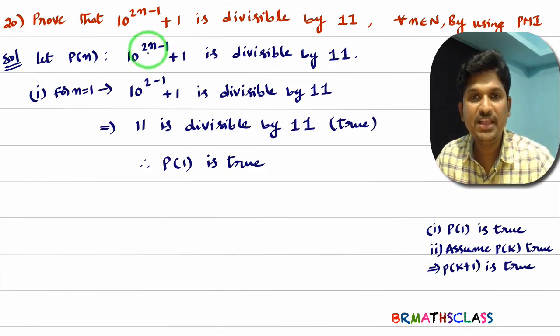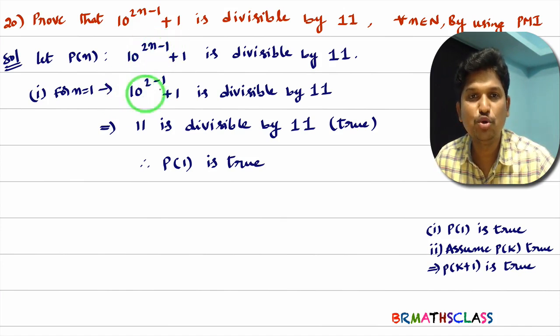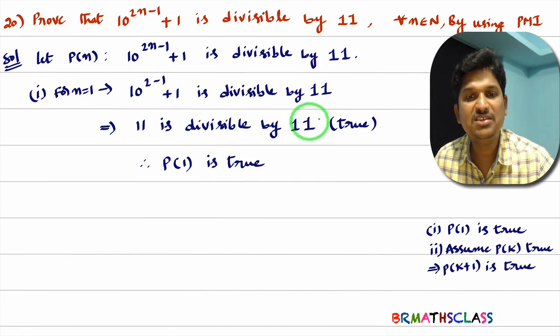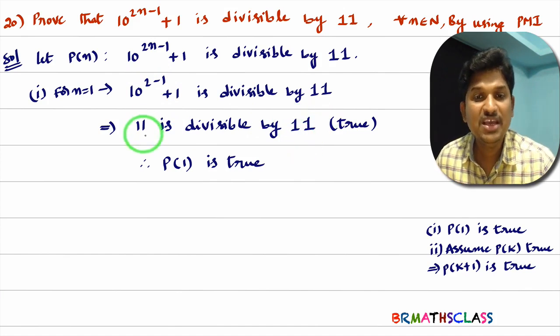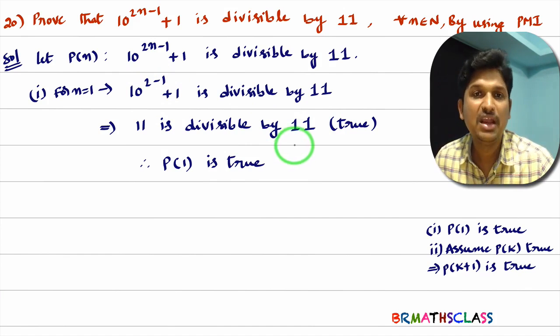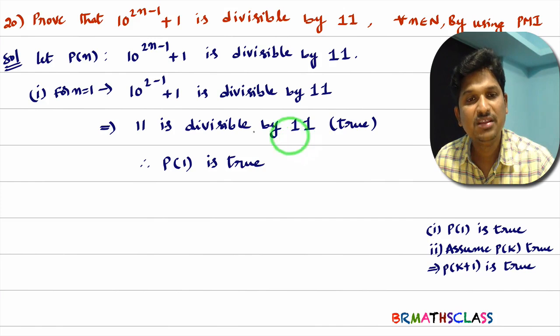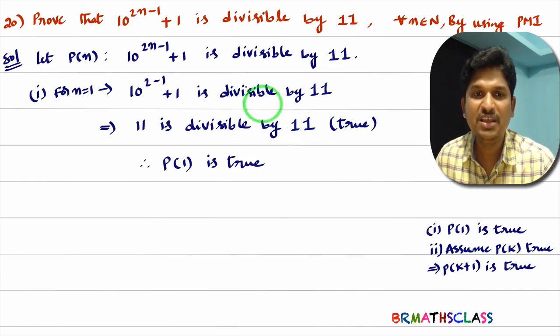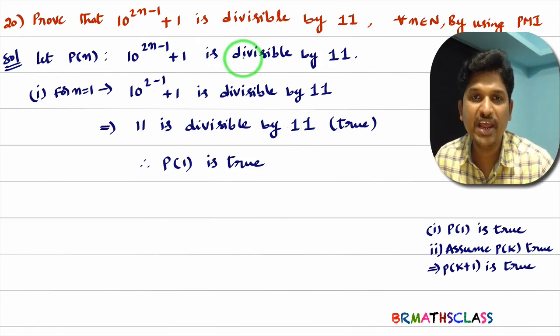You observe in the given statement, in place of n, I wrote 1. 2 into 1 is 2 only. 2 minus 1, that is 10 power 2 minus 1, that is 10 power 1. 10 power 1 is 10 only. 10 plus 1 is 11. 11 is divisible by 11. Is 11 divisible by 11? Is it true? Yes, of course. We know that 11 is divisible by 11. This statement is true. That means the given statement is true for n equal to 1.